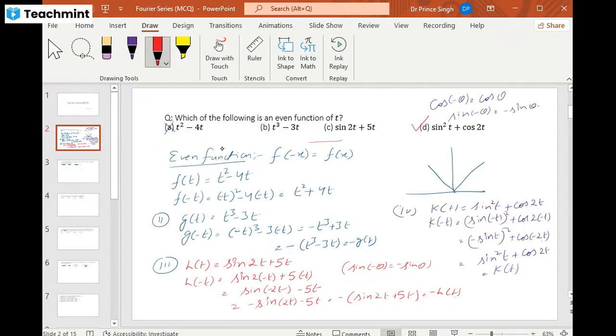So how do we check whether a function is an even function? With the help of this particular condition, we can check whether a function is an even function or not. Okay, let us move to the second question.